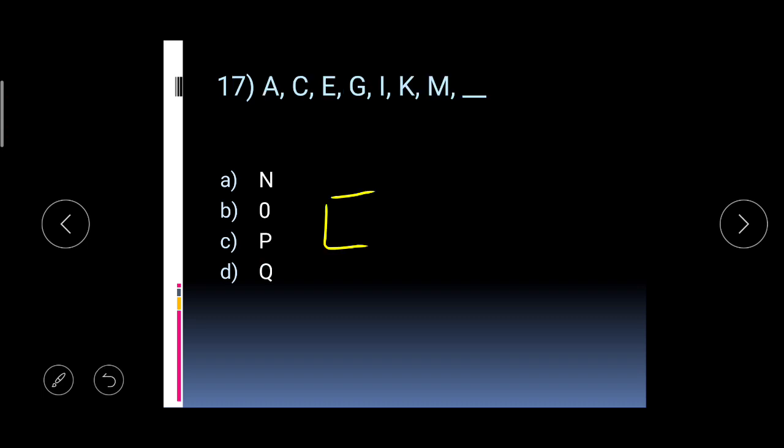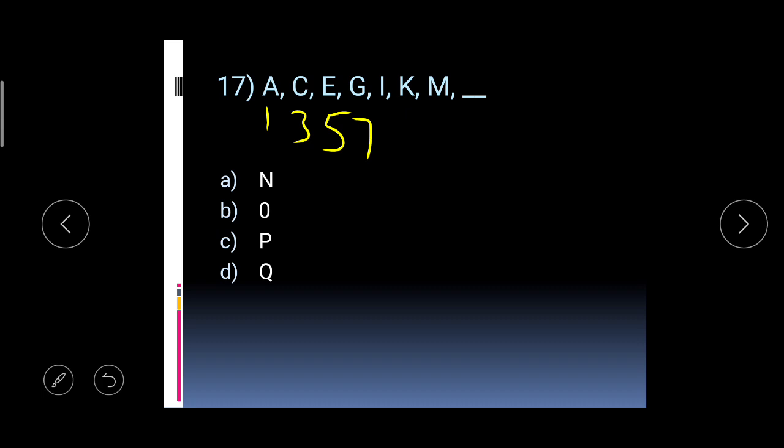Okay. A, C, E, G, I, K, M. So first of all, you need to find the reference position of each letter in the series, right? A is at which position? 1. C is at 3. E is in EJOTY, that means 5. G is at what position? How to find out? See, if E is 5, and I know that E, F, G, right, after 2 positions we are getting G. So if E is 5, then G has to be 7.